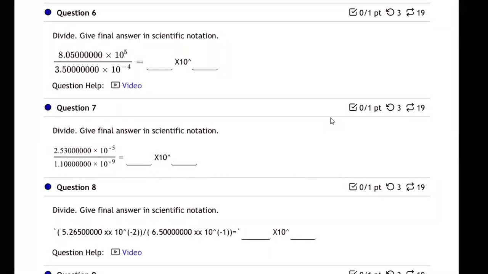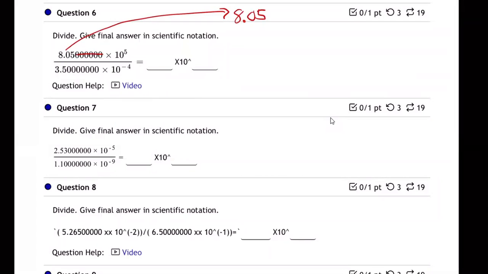Okay, so on number 6, now we're dividing two numbers in scientific notation, right? So how do we do it? Well, you can probably guess. You begin by dividing the numbers in the front.